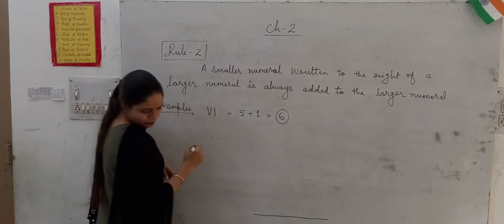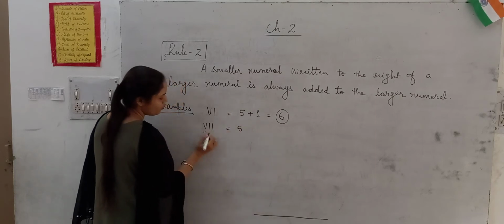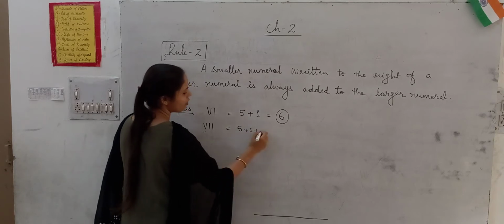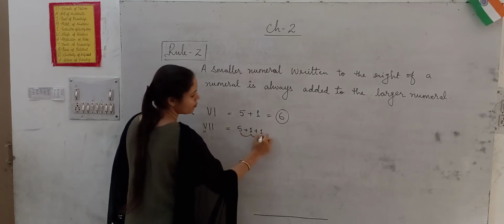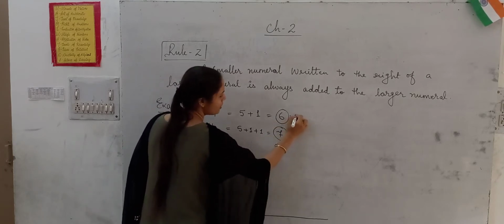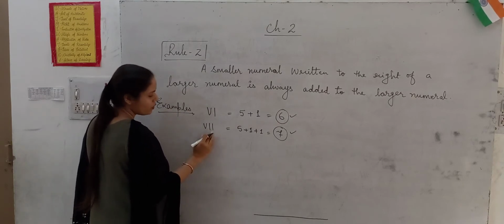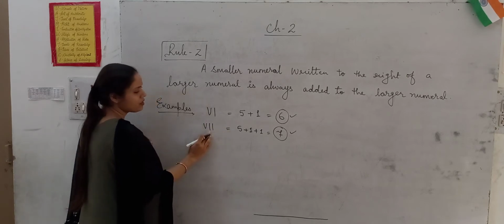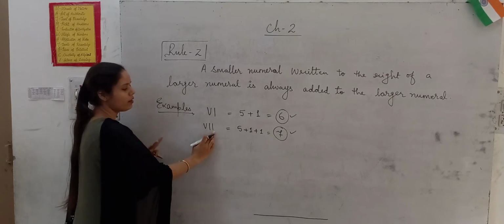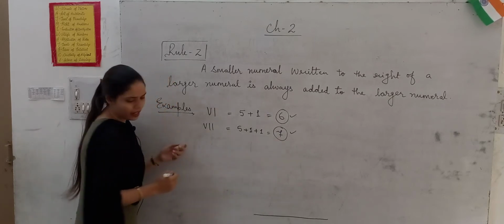Next example, if you want to write 7, V represents 5, I represents 1 and again I represents 1. So 5 plus 1 is 6, and plus 1 makes 7. In Roman numerals we write V and I, repeating I two times. V means 5, I means 1 and I means 1: 5, 6, 7. The Roman numeral is written as 7.